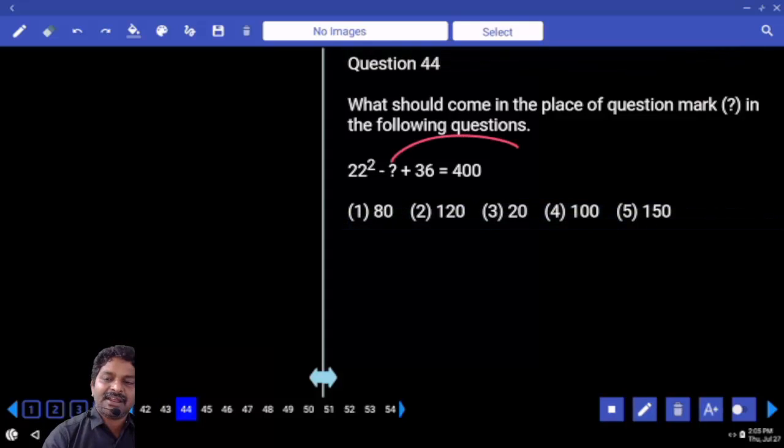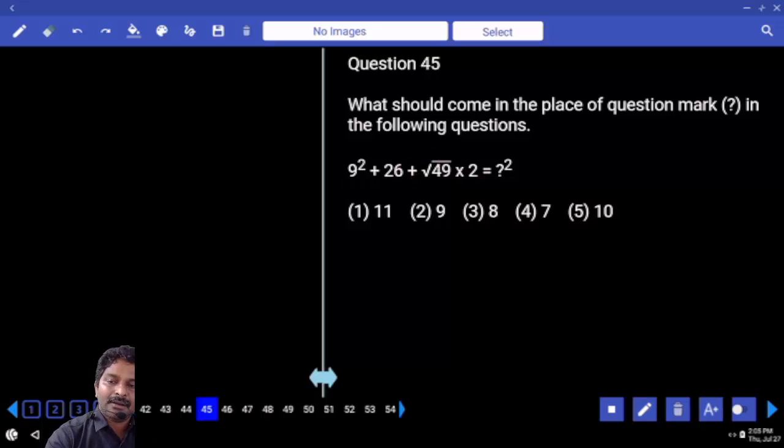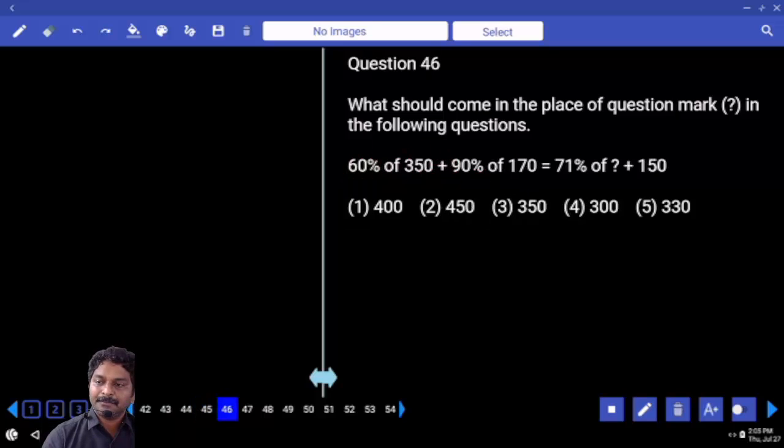Minus x goes to right hand side and right hand side number comes left hand side. Is that okay? 22 square. 400 gets cancelled. 84 plus 36, 120. Now how much is root 49? 7 2's. 14 plus 26. 40 plus 9 square, 81. 120. Which square is that? 11 square.